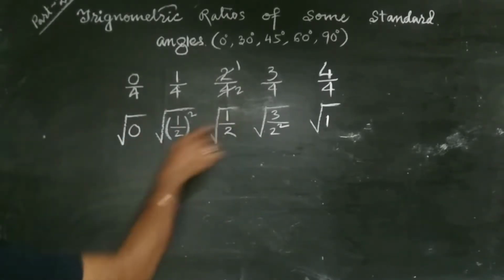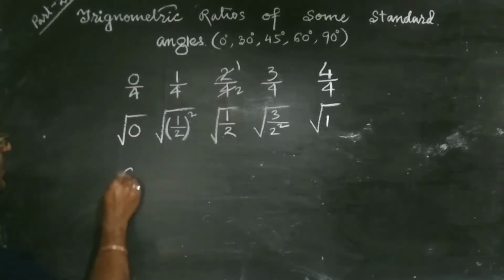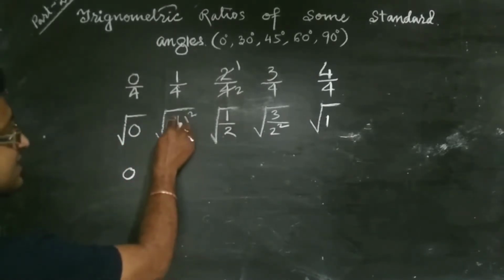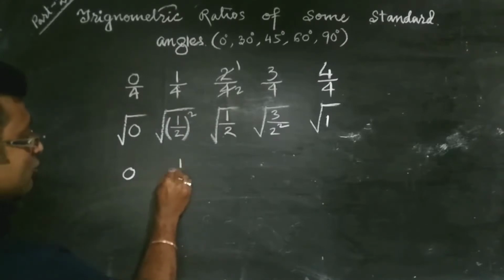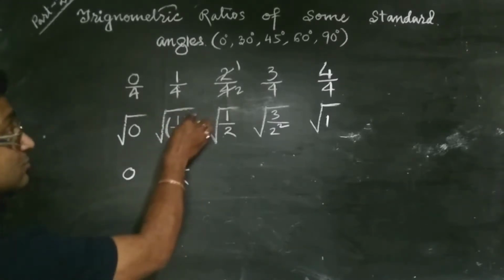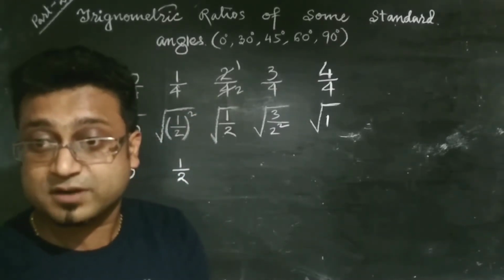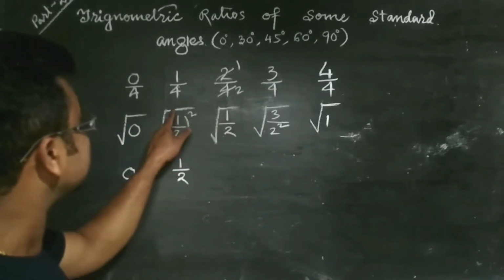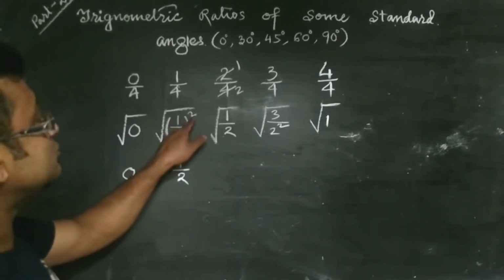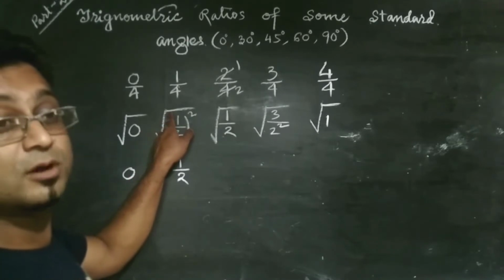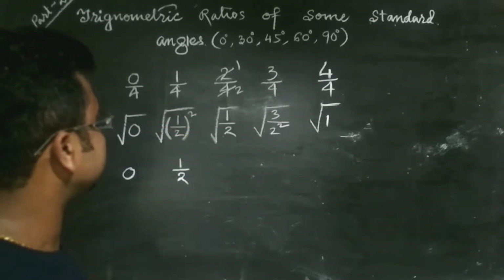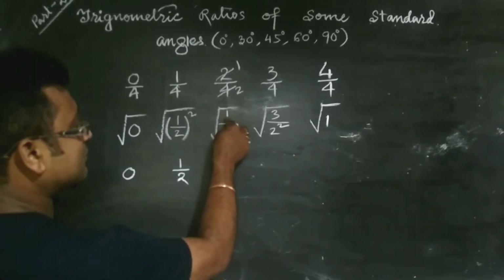Now, once I get this, from here what am I getting? 0. From here what will I get? This root and this square will nullify. So 1 by 2. Don't cancel root and square. Short तरफ के मत जाओ, कोई problem नहीं होगा. But never cancel this one and this one. This one is a number, this one is a symbol. It cannot be cancelled. Fine.